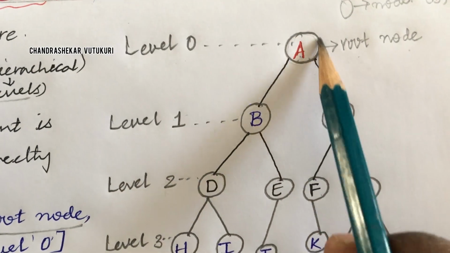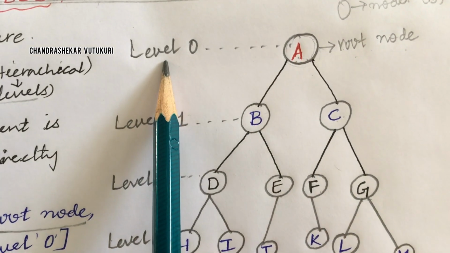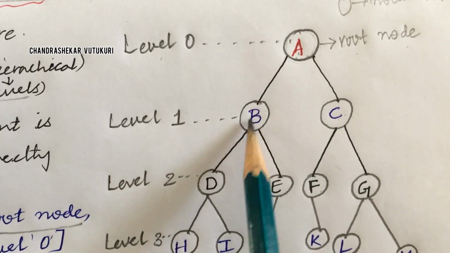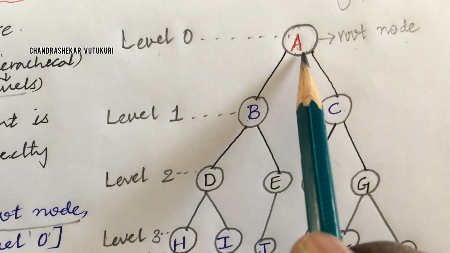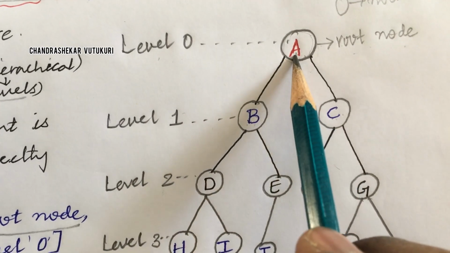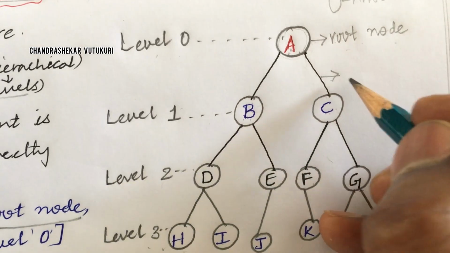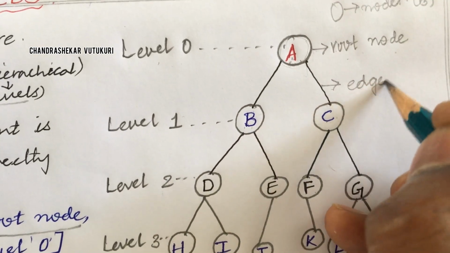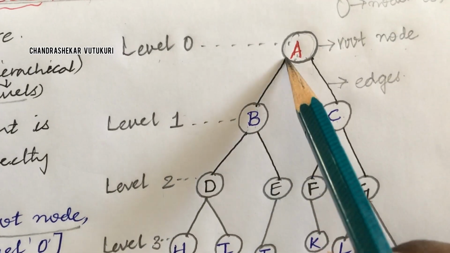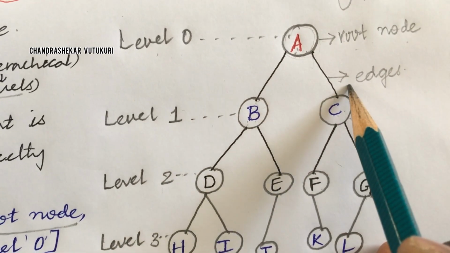As it is the topmost, this is the root node and its level is 0, and this is joined to other nodes, isn't it? A is joined to the other nodes, B as well as C. The lines joining node A to B are called edges, dear students. A is connected to B with a line, that is an edge, and A is connected to C by a line, that is also an edge.